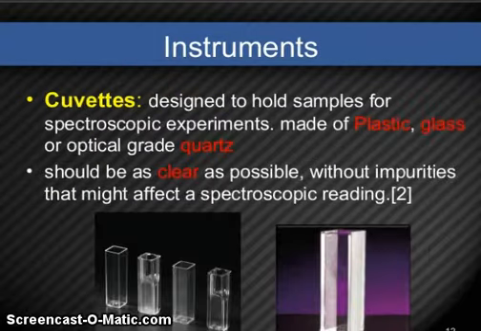Now you see the cuvette. Cuvettes are designed to hold samples for spectroscopic experiments, made of plastic, glass or optical grade quartz, and should be as clear as possible without impurities that might affect a spectroscopic reading.